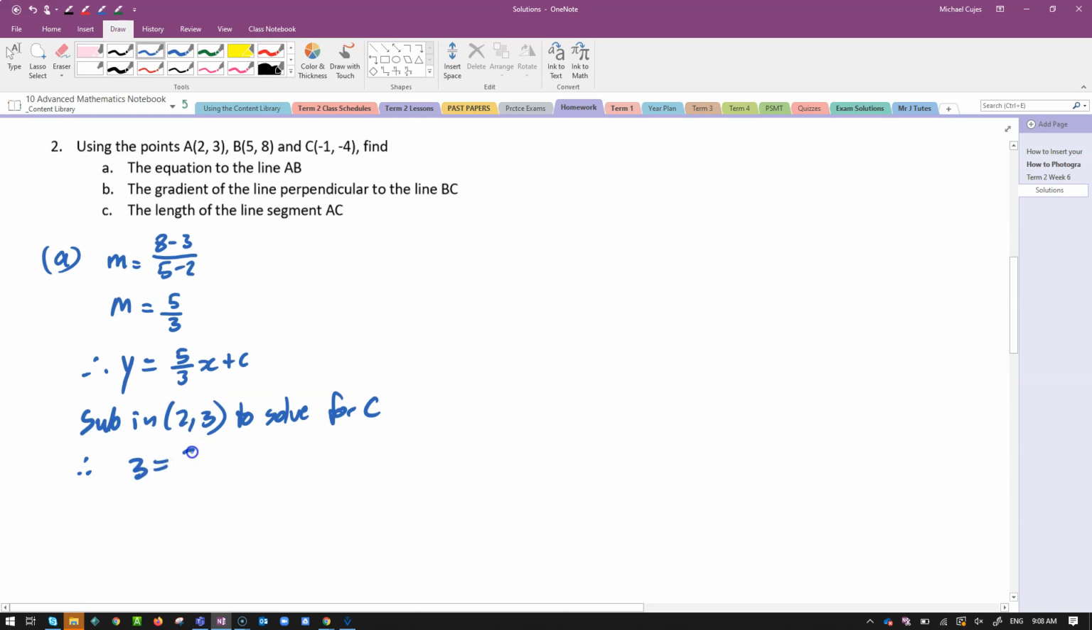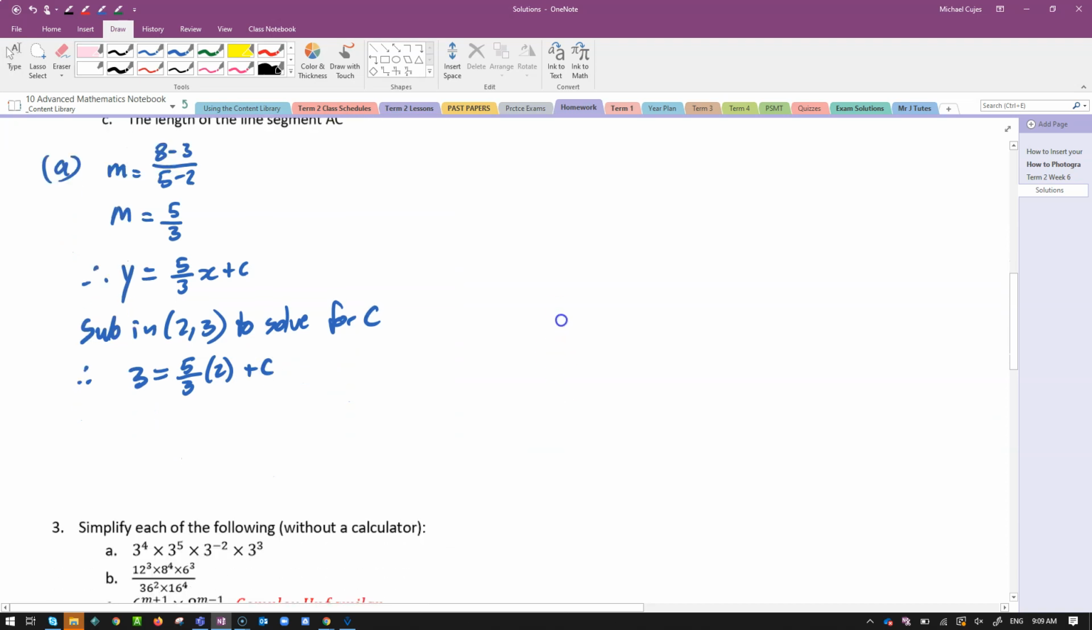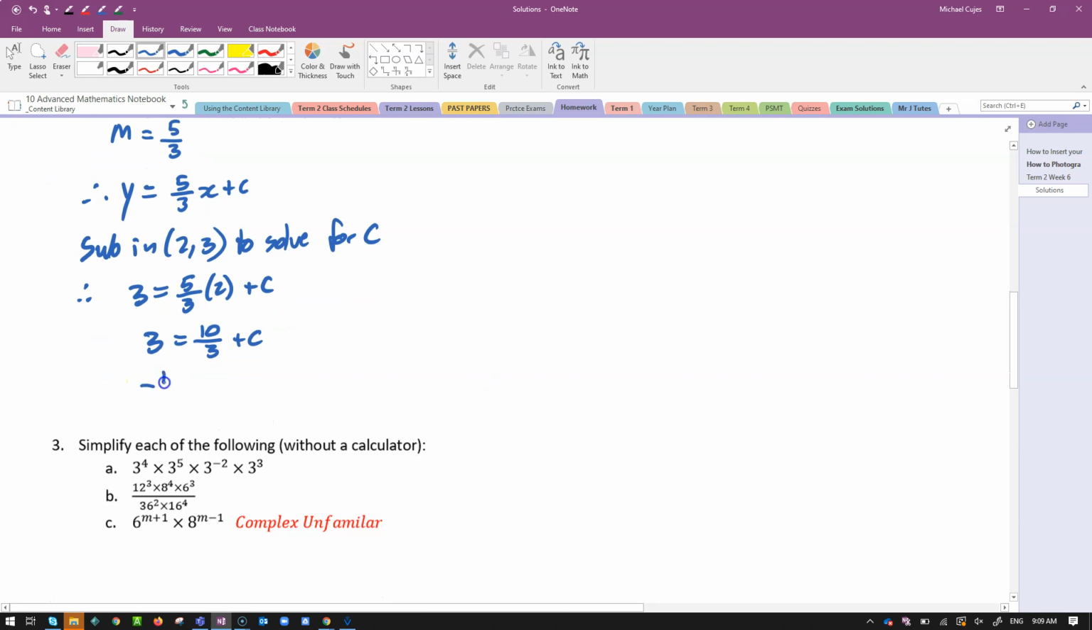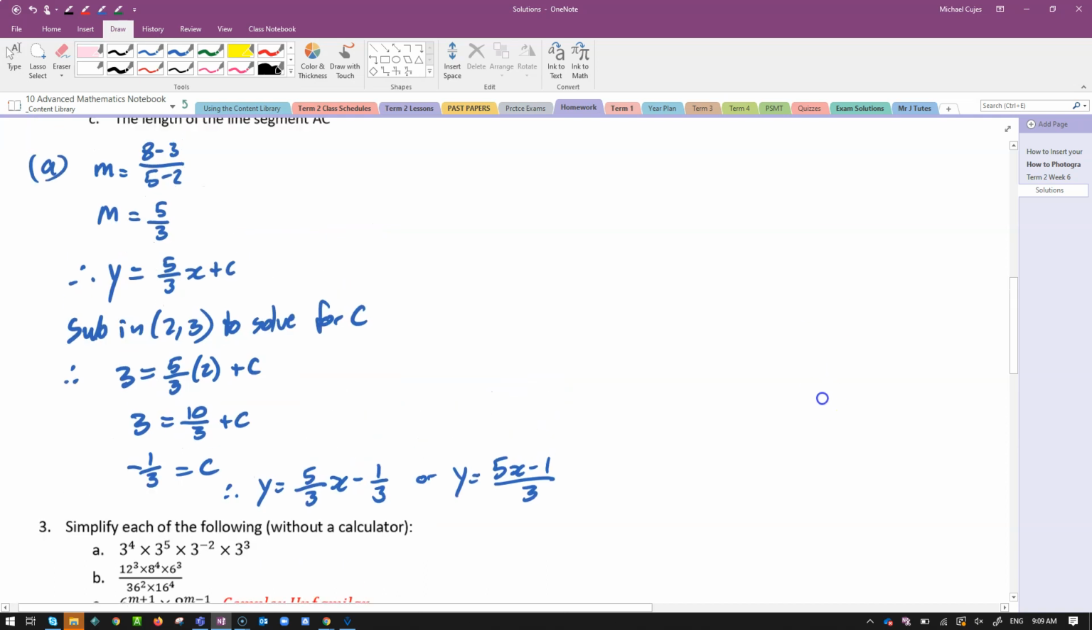So y is 3. That's equal to 5 over 3 multiplied by 2 plus c. 3 equals 10 over 3 plus c. You subtract 10 thirds, which is 3 1/3, and I've got negative 1/3 equals c. So y is equal to 5 over 3 x minus 1/3. Or if you wanted to, you could write it as 5x take 1 all divided by 3. That'd be fine. You could have 3y equals 5x minus 1, but we don't usually write it that way.